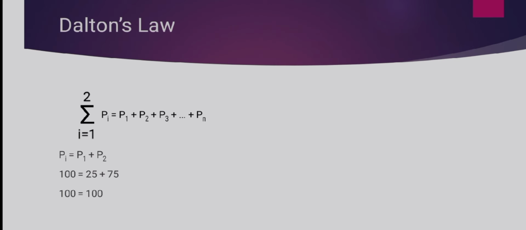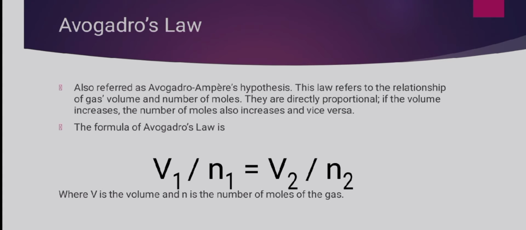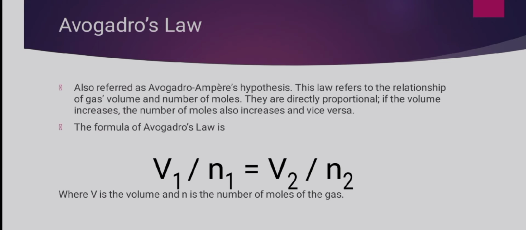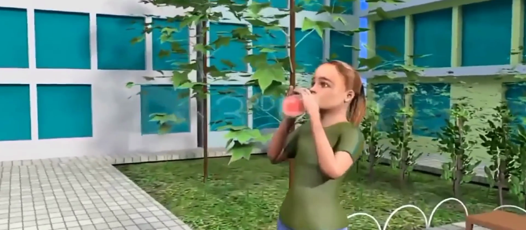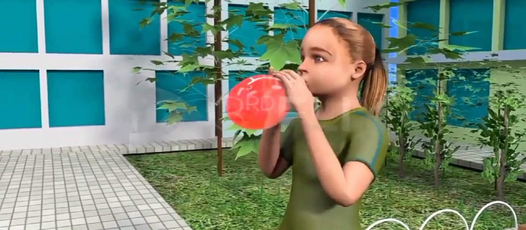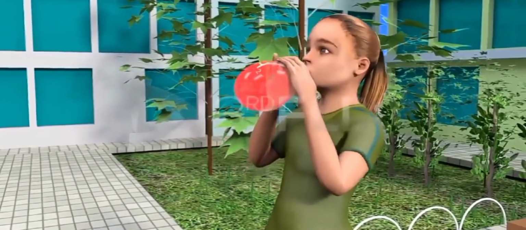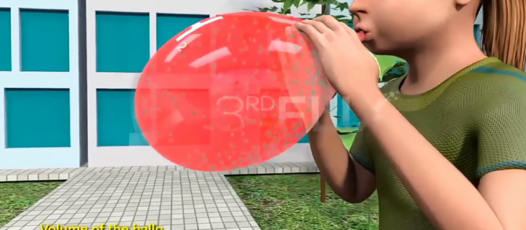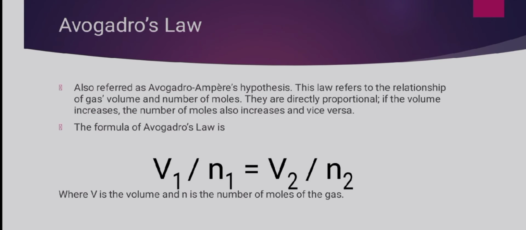Let's move on to Avogadro's law. Avogadro's law, formulated by Amedeo Avogadro, is referred to as Avogadro-Ampere's hypothesis. This law refers to the relationship of gas volume and number of moles. They are directly proportional. If the volume increases, the number of moles also increases, and vice versa. The formula of Avogadro's law is V1 over N1 equals V2 over N2, where V is the volume and N is the number of moles of the gas.